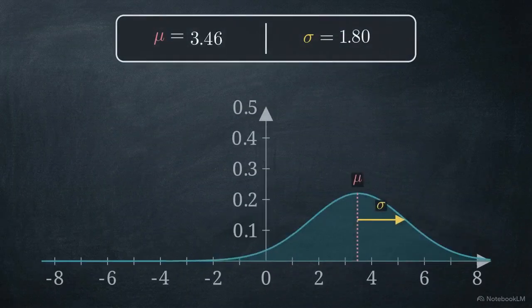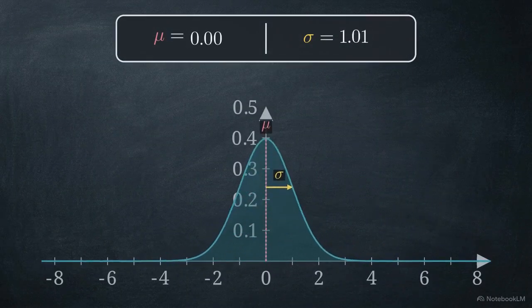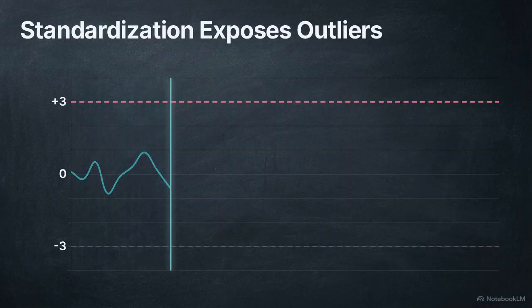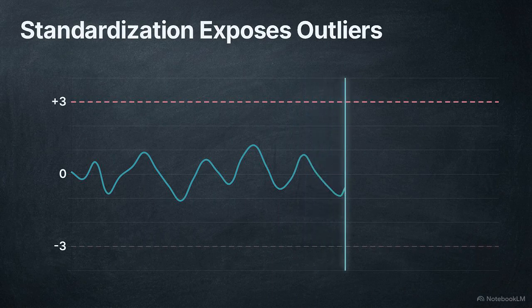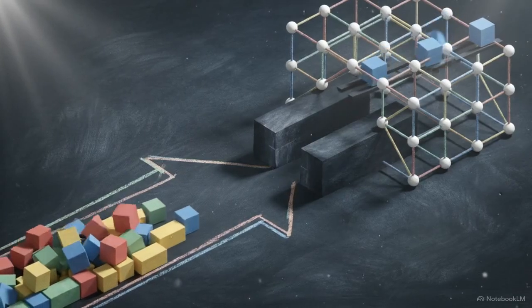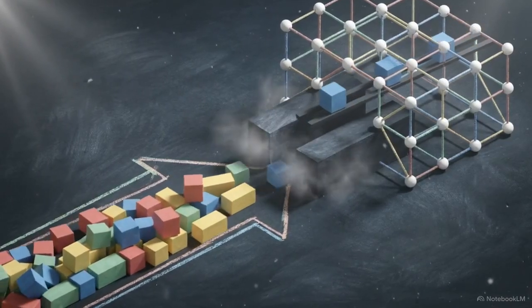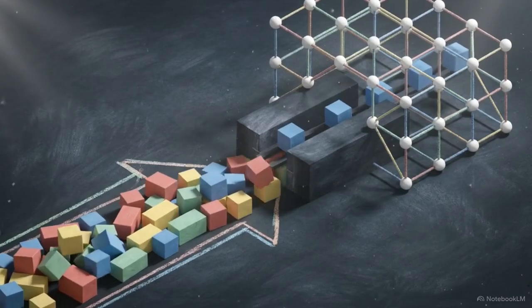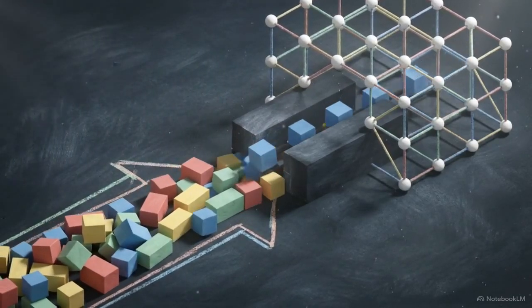By setting the mean to 0 and the standard deviation to 1 for every variable, we create a universal language for the data. Algorithms calculate relationships using these standardized units, identifying patterns based on deviations from the norm. From filtering outliers to training neural networks, standardizing empirical distributions is the critical step that transforms raw descriptive data into predictive machine intelligence.